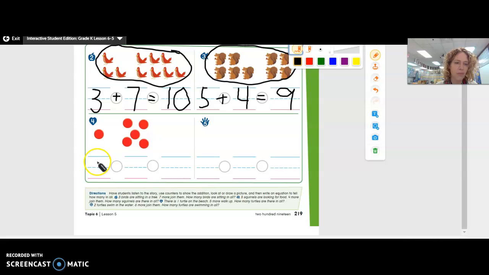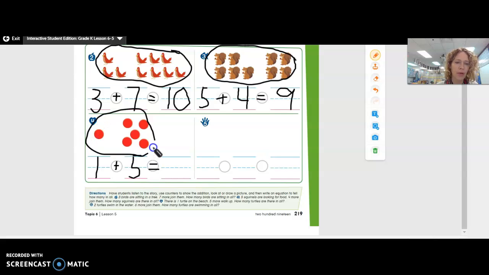How many turtles started? 1. And then how many joined in? Do you remember? If you don't, we just can count. 1, 2, 3, 4, 5. 5. So we're going to make a 5. How many turtles in all? So we're going to put an equal sign because we want to know how many when they're all together. So we're going to circle and then we're going to count.